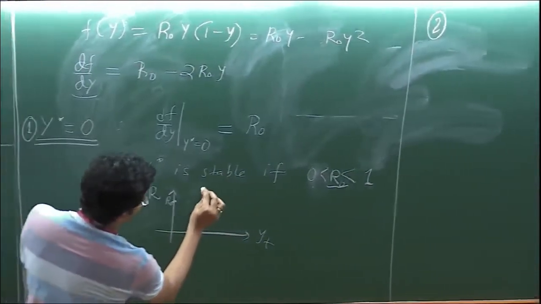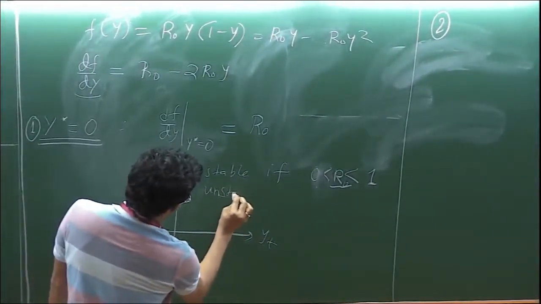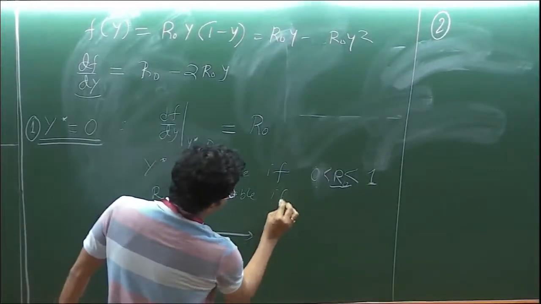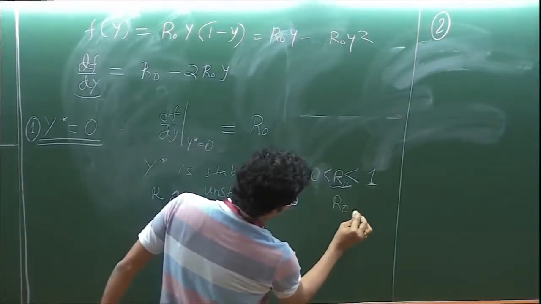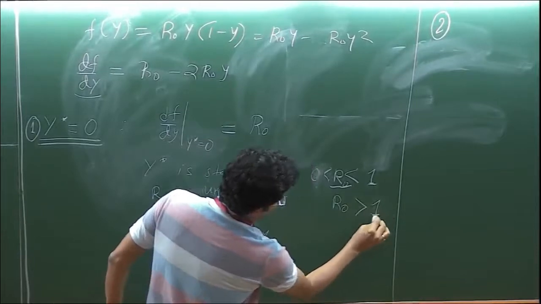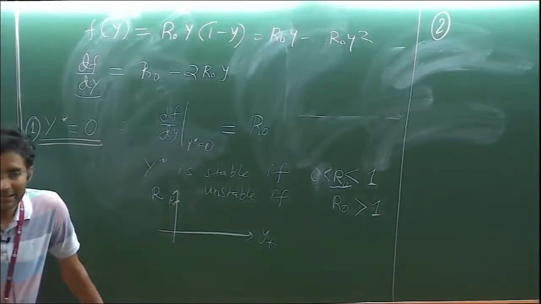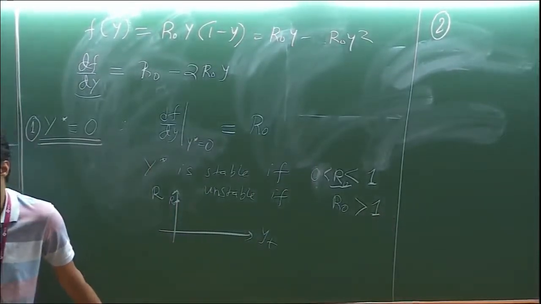Conversely, it is unstable if R0 is greater than 1. It doesn't tell you what happens at R0 equal to 1. Okay.